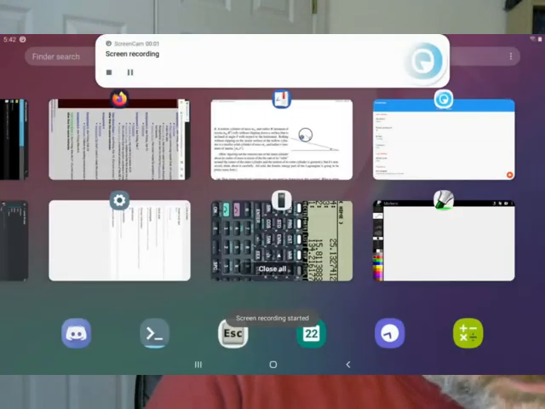All right, got to put my glasses on so I can see what I'm doing. I have a little screen recorder that I start, and I go to my little markers program.